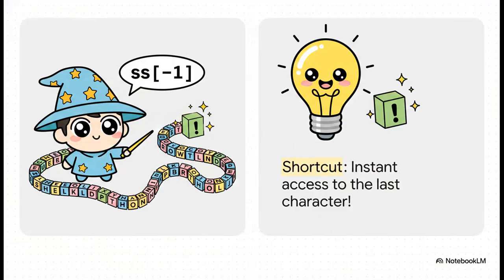And this is where you really see its power. You want the last character? You just ask for S[-1]. That's it. No counting needed, it's clean, it's fast, and it always works.